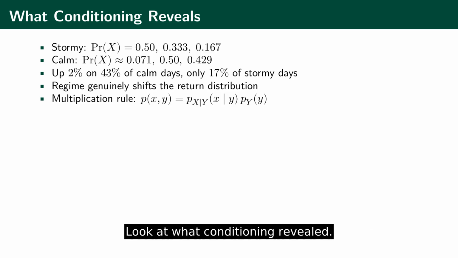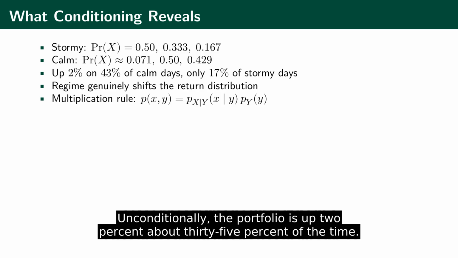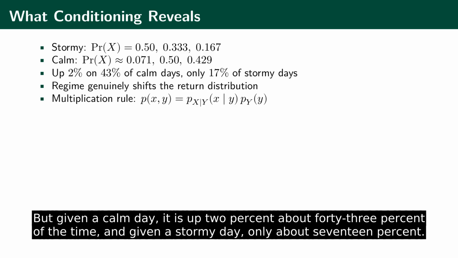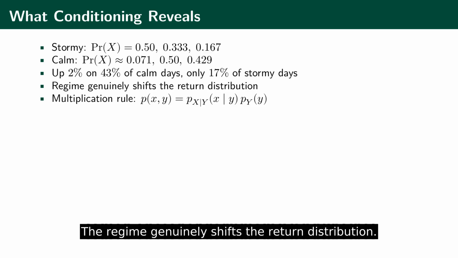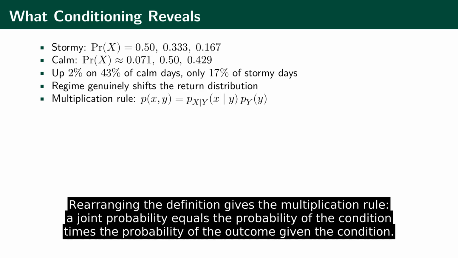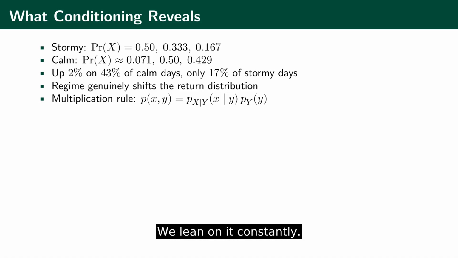Look at what conditioning revealed. Unconditionally, the portfolio is up 2% about 35% of the time, but given a calm day, it is up 2% about 43% of the time, and given a stormy day, only about 17%. The regime genuinely shifts the return distribution. Rearranging the definition gives the multiplication rule. A joint probability equals the probability of the condition times the probability of the outcome given the condition. We lean on it constantly.